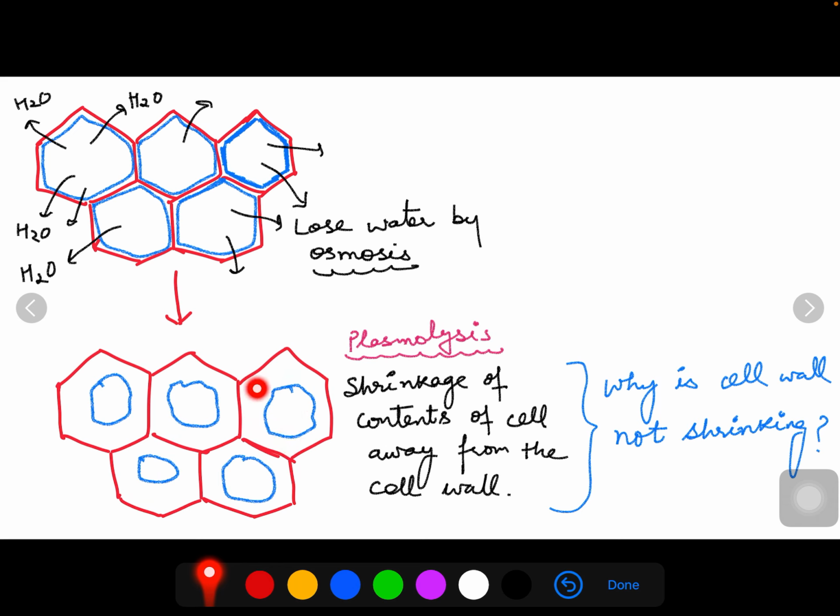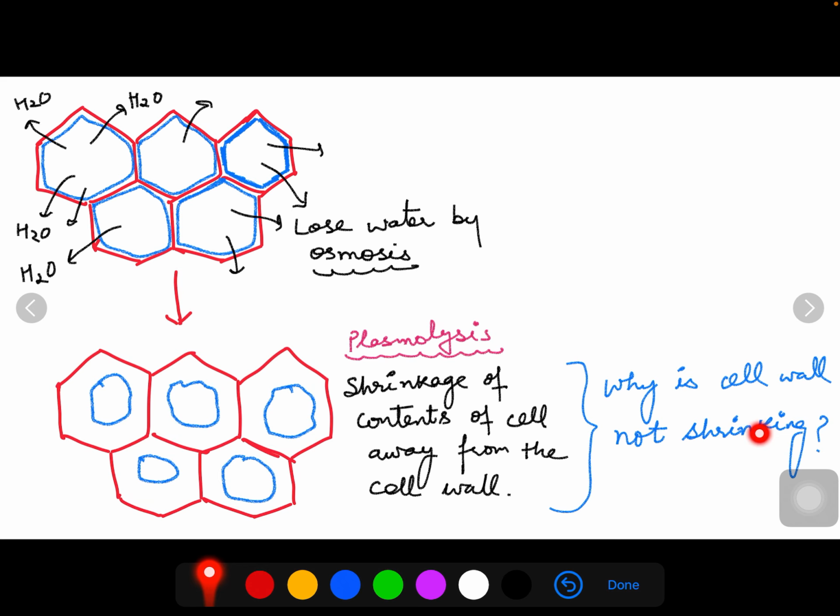will shrink. Here you can see that the cell membrane and other contents of the cell, they are shrinking, right? So we are observing a shrinkage here, but the shape of the cell wall is same here also and here also. The cell wall is not showing shrinking. Why is cell wall not shrinking? Because cell wall is rigid in nature, so it will not change its shape or size.